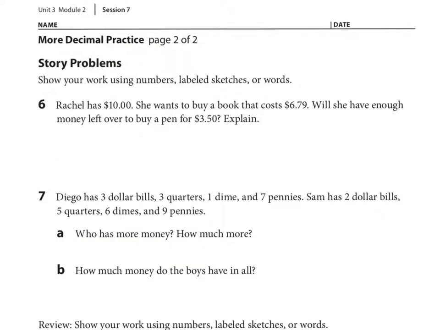Number 6 says, Rachel has $10. She wants to buy a book that costs $6.79. Will she have enough money left over to buy a pen for $3.50? Explain. So it looks like we need to find the difference. She has 10. She wants to spend that. Will she have enough left over to buy this? So let's first find the difference between $10 and $6.79.